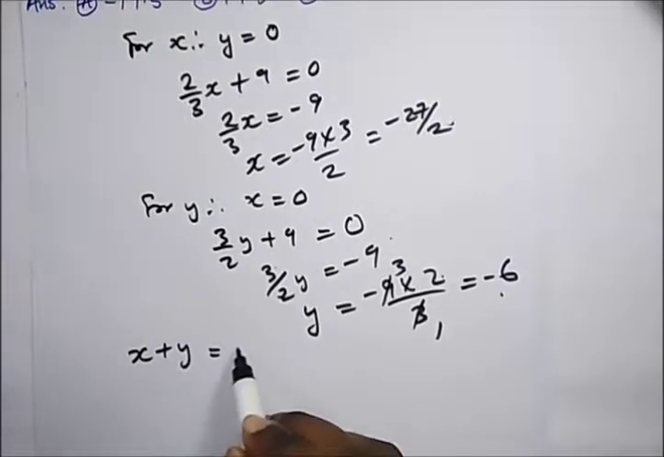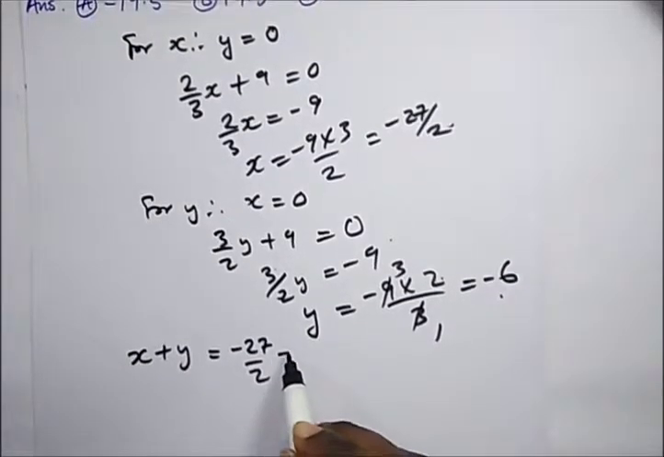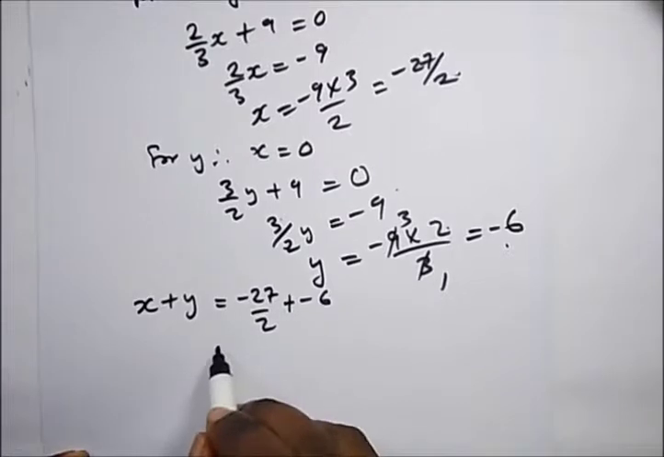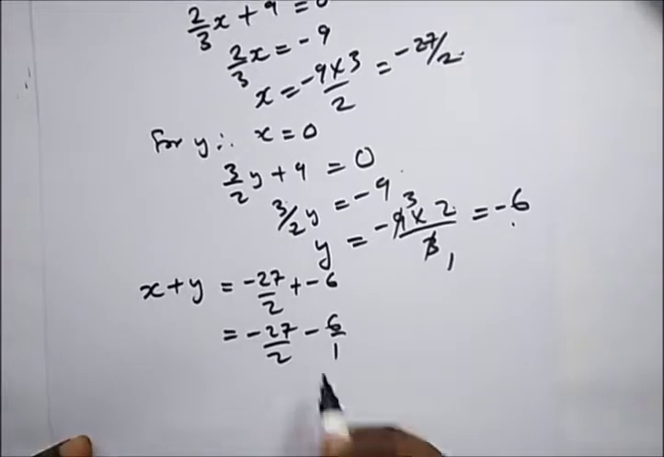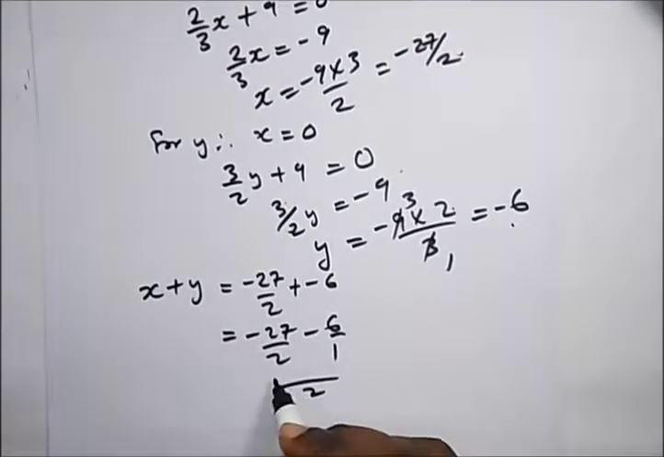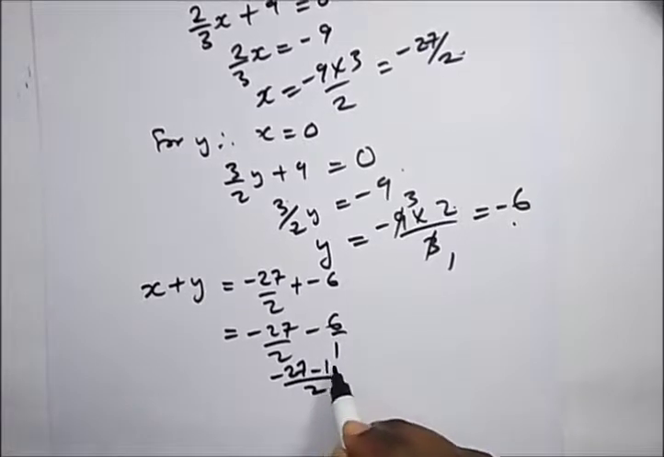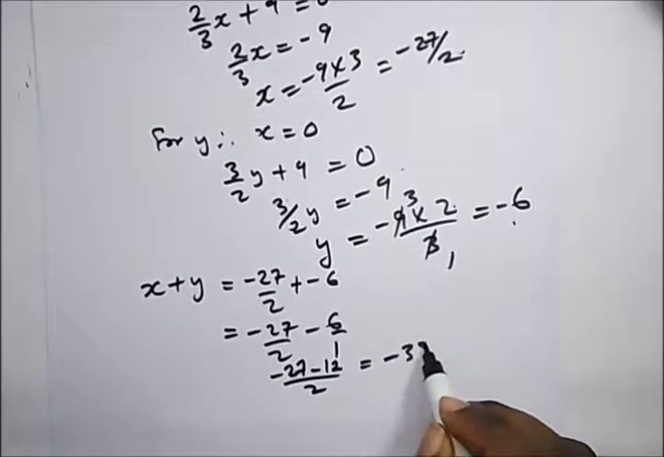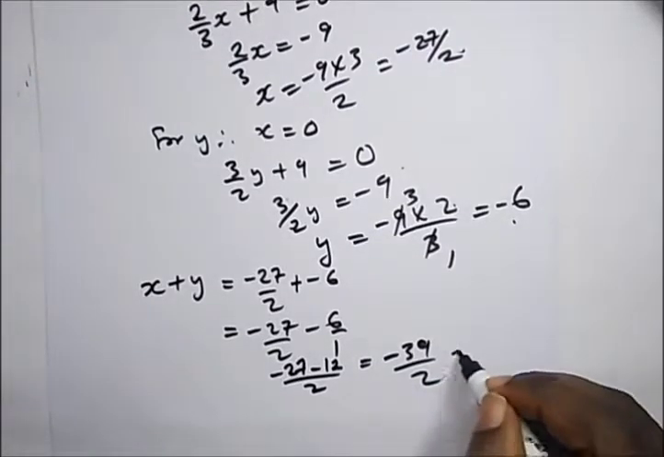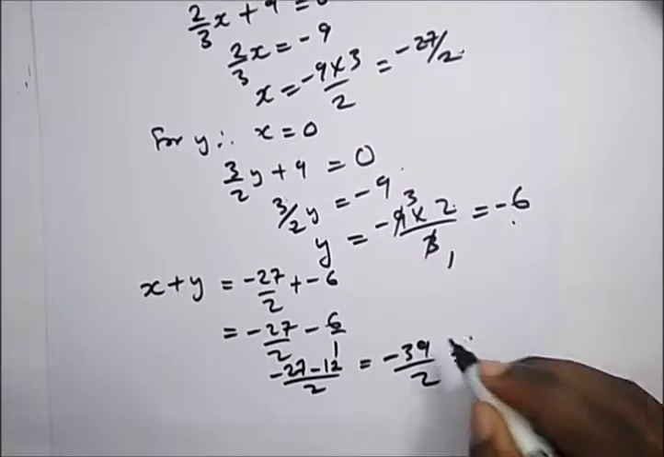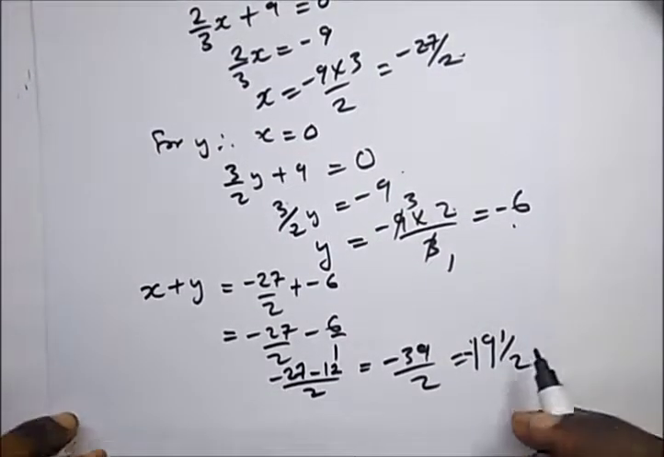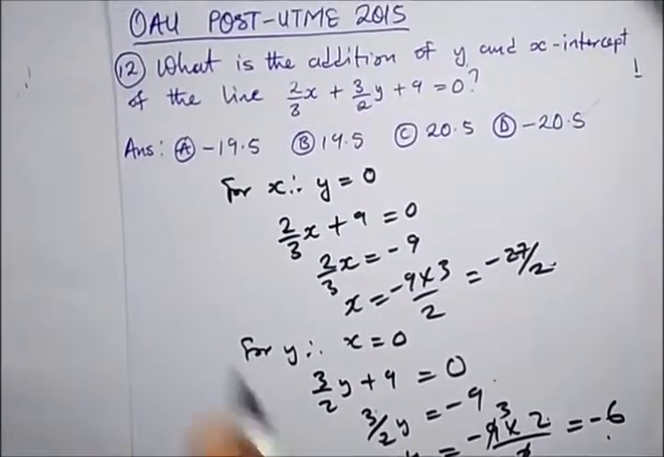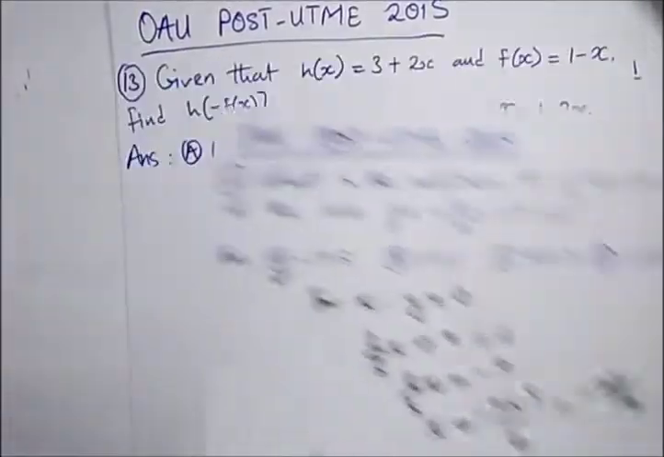X plus Y. That will be minus 27 over 2 plus minus 6, which will be minus 27 over 2 minus 6 over 1. So here, what would this be? This also will be 2, so we have minus 27 minus 12, and this will give us minus 39 over 2. And to change this to a mixed fraction, we have 2 in 39 to go 19 times, minus 1 over 2. So we have minus 19.5, and our correct option here is option A.